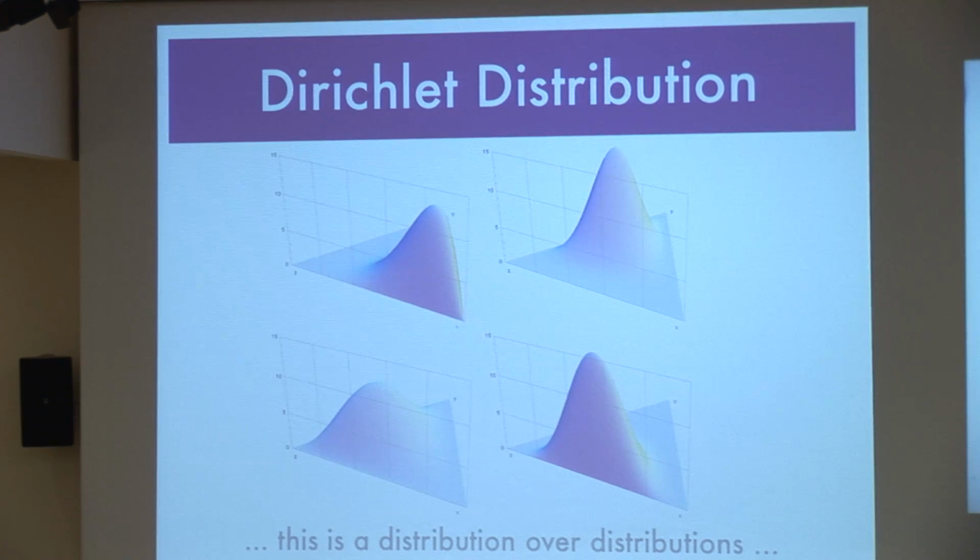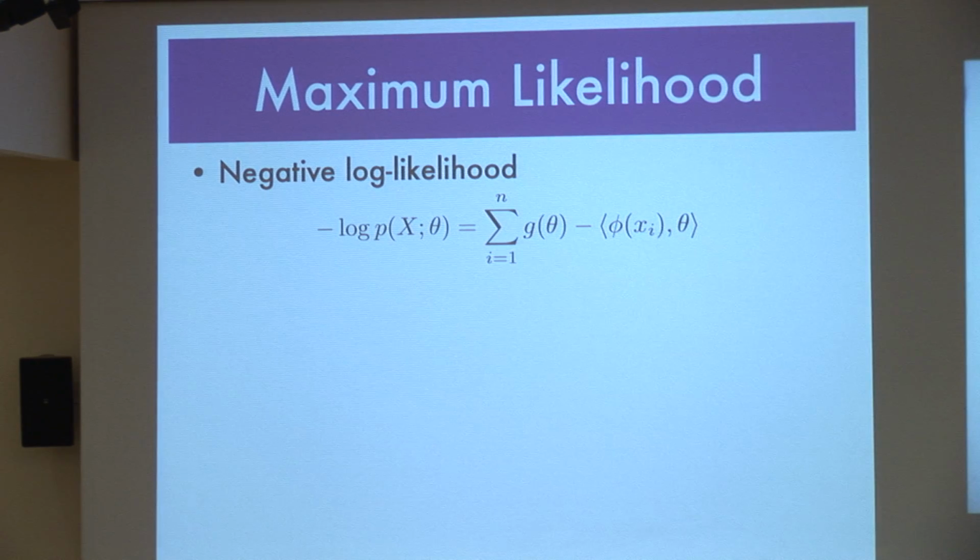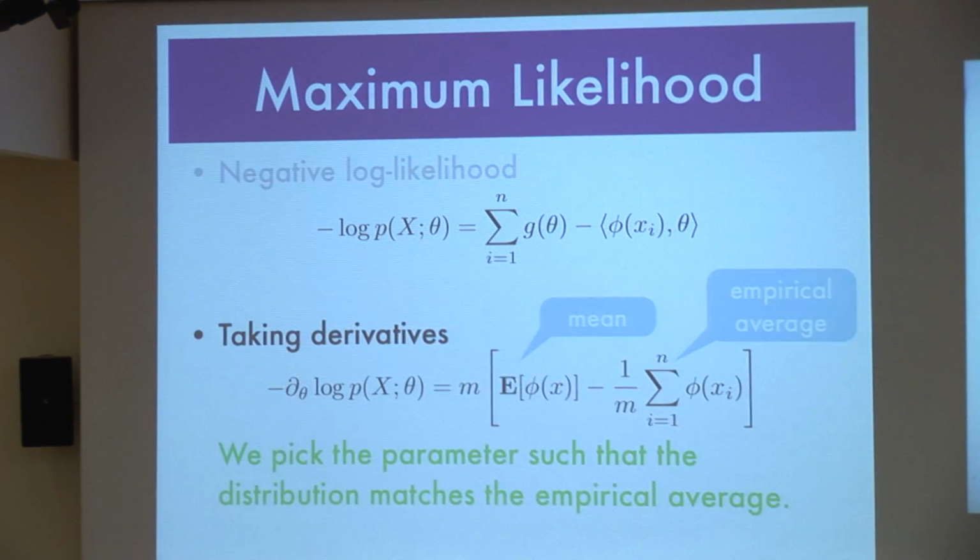A lot of people mix that up. Let's just do maximum likelihood. Let's just write the negative log likelihood for a moment. Okay, so this is just the sum over i going from 1 to n of g of theta minus phi of x_i parameterized by theta, which I can then take derivatives of, right?